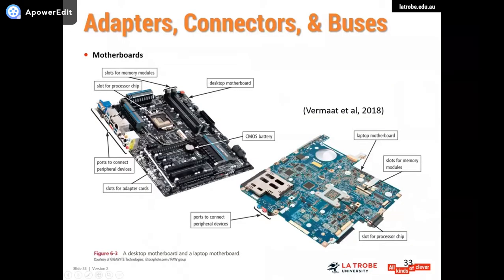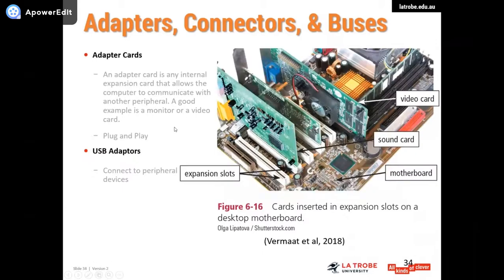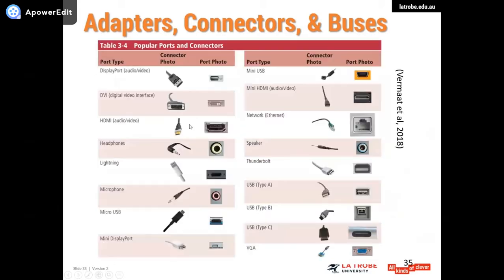There's the motherboard. You can quickly go through it, just nothing specific here. Adapter: you should know what an adapter card is and where we install these adapter cards, and also the same for USB adapters. And finally, we talk about the different ports. At least you should know that different types of ports are used in the computer, and what their names, usage, and differences are.